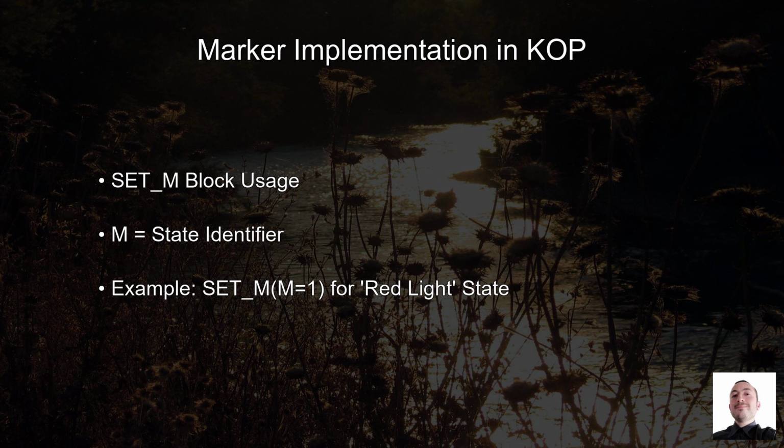For instance, setting marker M1 might signify third light state. To implement this, you'd use a set_m block with the parameter m set to 1. Remember, the value you assign to m directly corresponds to the state you're defining. This is crucial for maintaining the integrity of your state transitions.